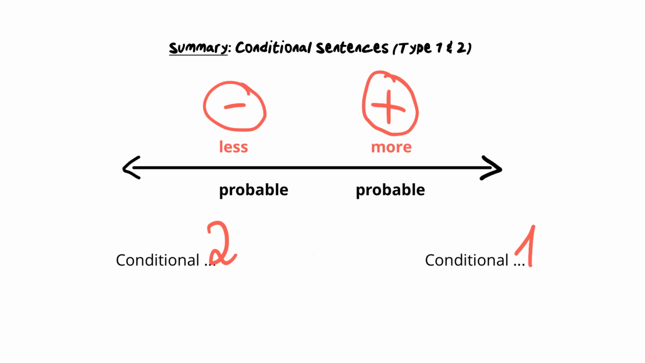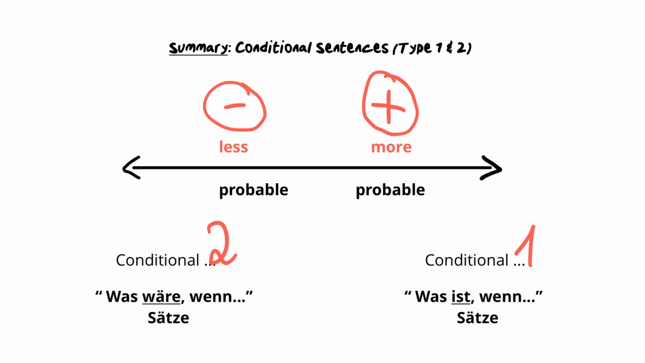The German translations of each conditional sentence type can help you to remember them. Conditional sentences type 1 can be translated as was ist wenn Sätze, whereas conditional type 2 sentences can be described as was wäre wenn Sätze. This is the main difference between these conditional sentences.